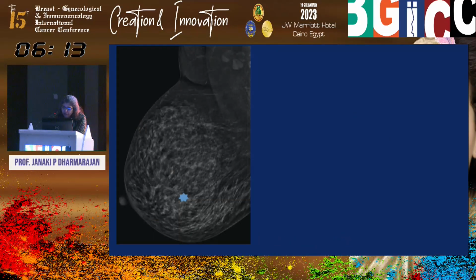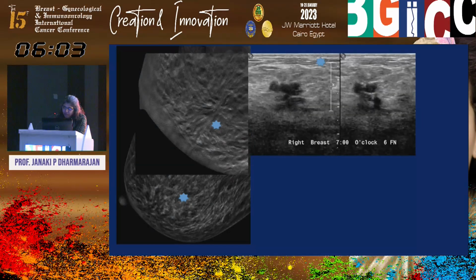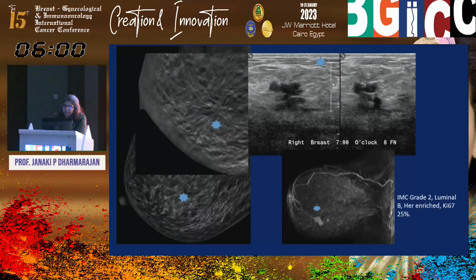At the same time, on the right side, we could see that she again had some subtle architectural distortion with calcifications. This was non-palpable. So if we had not done a tomo, we would definitely have missed this lesion. So suspicious mass again, and this was an invasive mammary carcinoma, luminal B, again HER2 enriched, and here the proliferative index was slightly low.